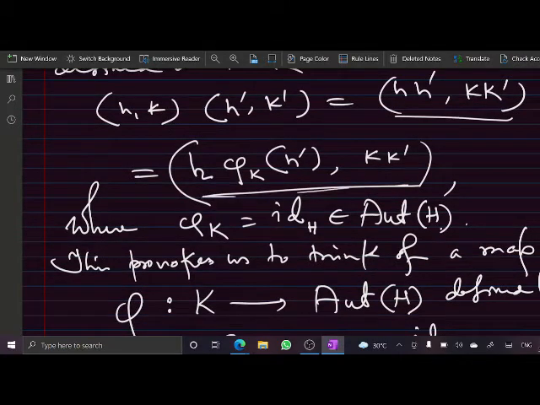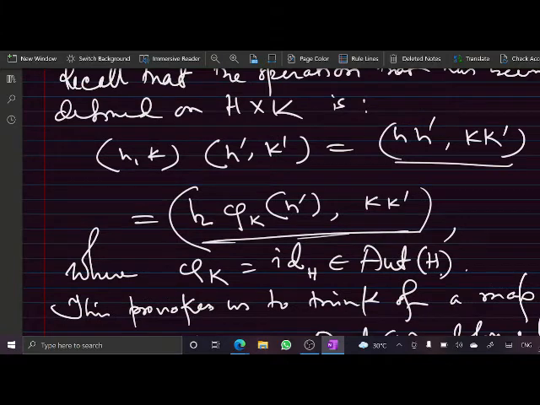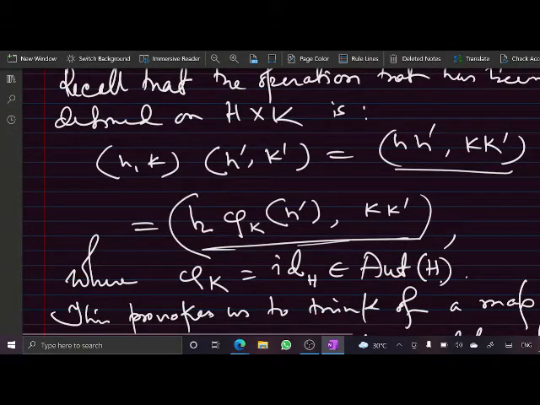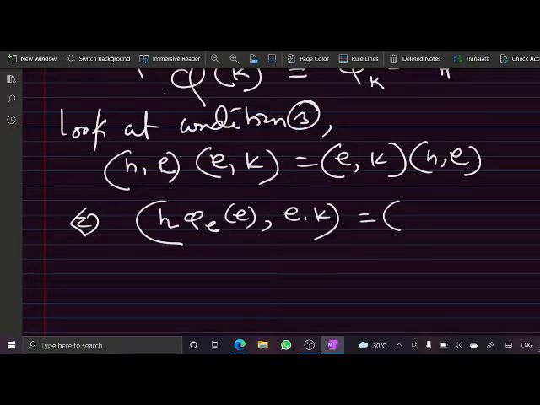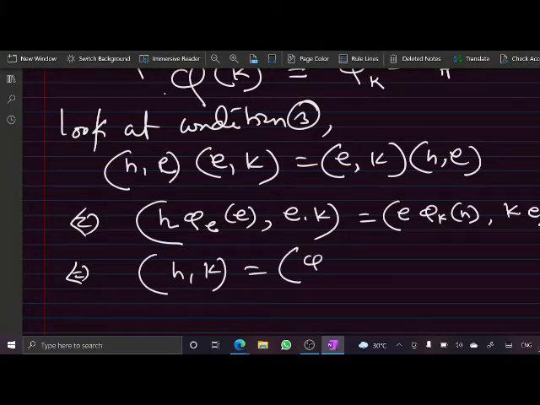So look at this one. What is this? This is (h, e)(e, k), so that means it is (h, e)(e, k). And here, what is this? This is (e, k)(h, e), that is (phi k h, k). If and only if, so this is h and this is k, but here it is phi k h and this is k.